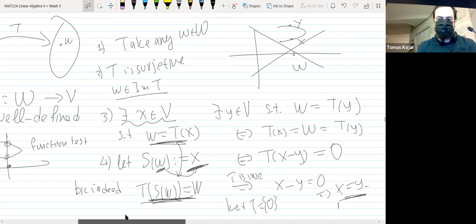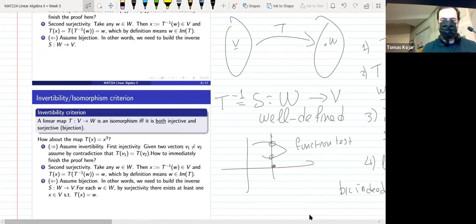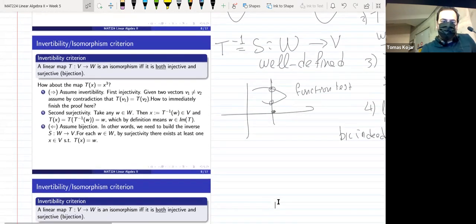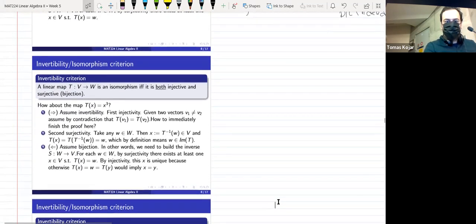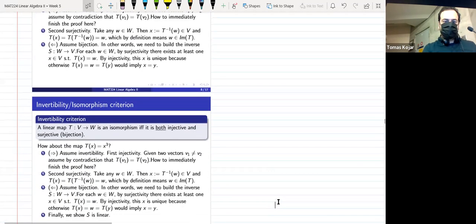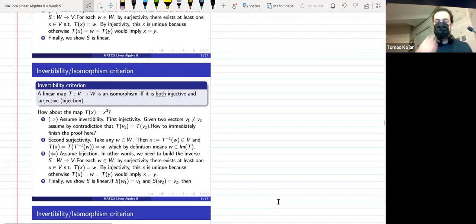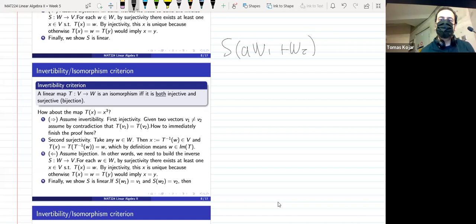All right. If you have a question, just tell me. So we build our inverse, and by injectivity, it passes the function test. Now let's show that it's linear. I have to show that S of A W1 plus W2 is equal to A SW1 plus SW2. So that's what we're going to show.